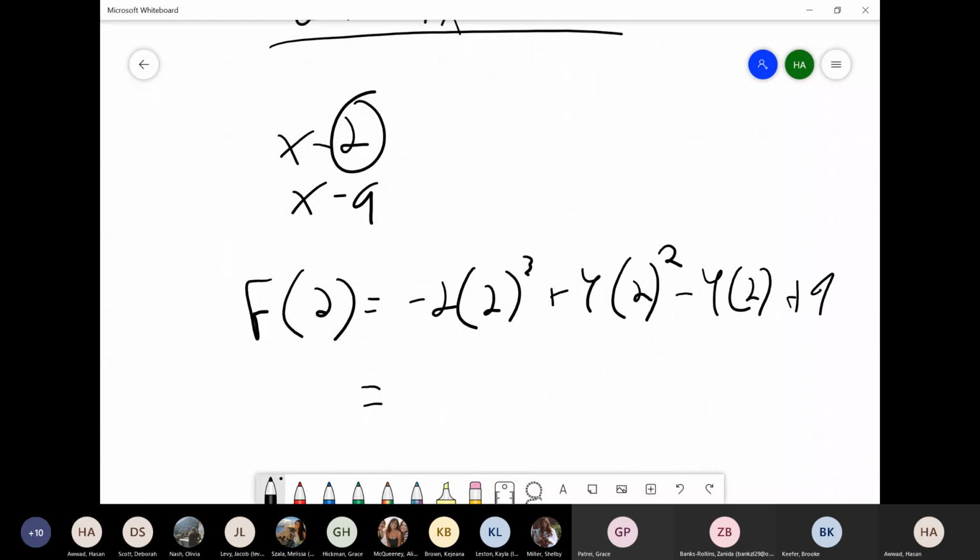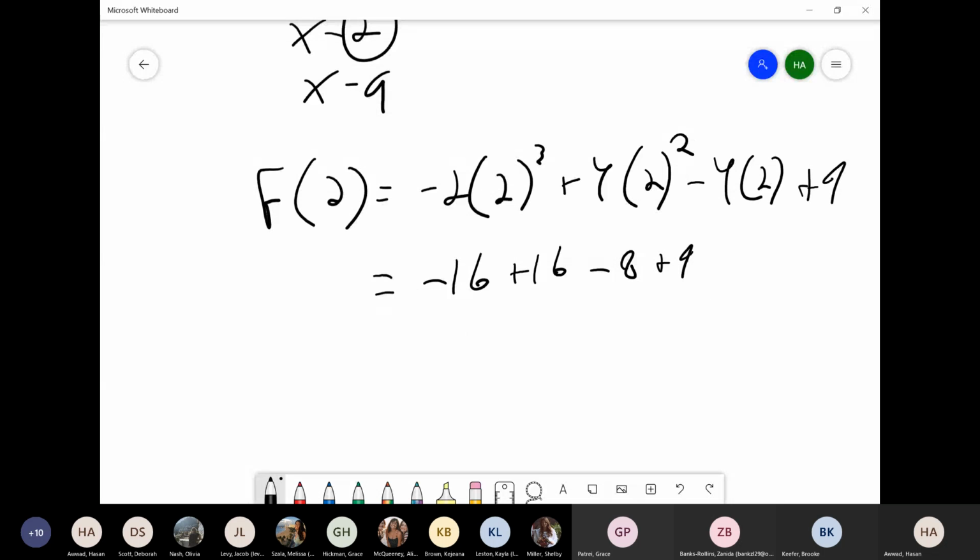2 cubed gives me 8, times negative 2 is negative 16. So we have negative 16 here. We have 4 times 2 squared, which is positive 16. Negative 4 times 2 is negative 8. And then we have plus, what was it, plus 9 or plus 19? That's just a 9. So we have this plus 9 at the end here. Okay, so negative 16 and positive 16 cross out, and then we just have negative 8 plus 9, which gives us 1.